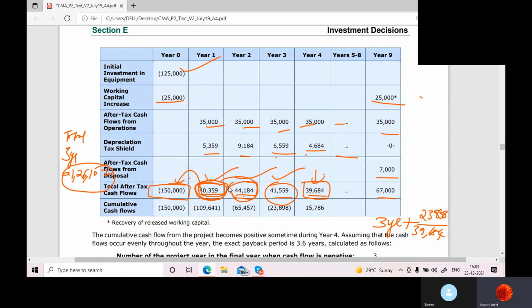So I am not able to recover this 1,50,000 in the entire 3 years. Till the 3rd year I'm able to recover 1,26,102, and I still have to recover 23,898, which I can recover in the 4th year out of this. So can you divide and tell me what that is?